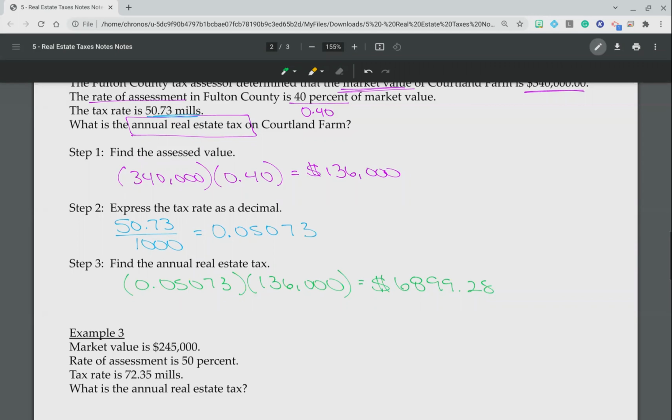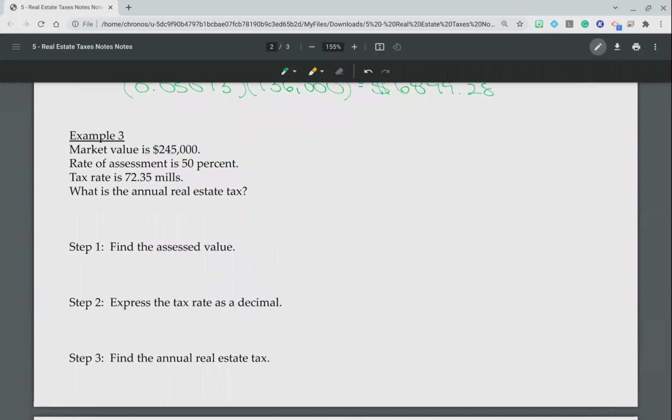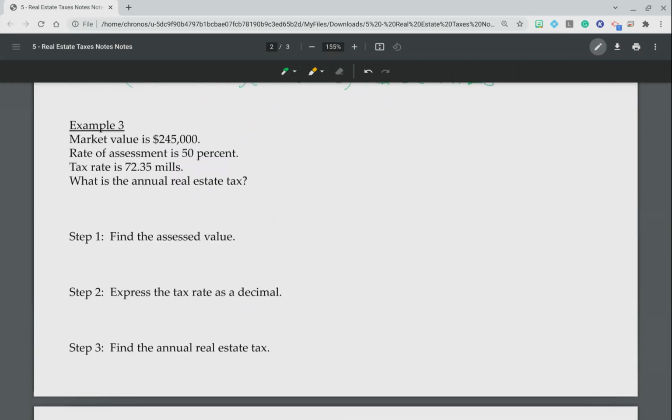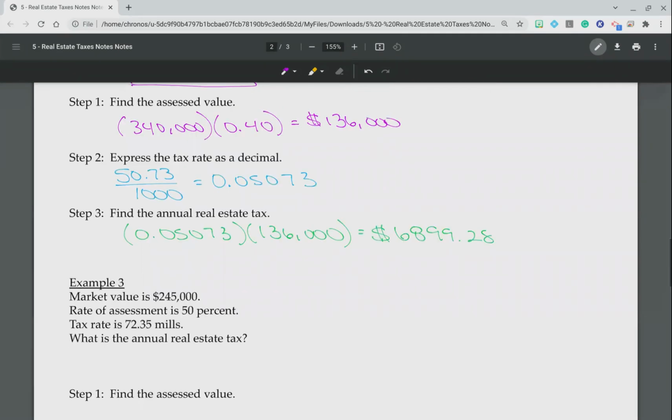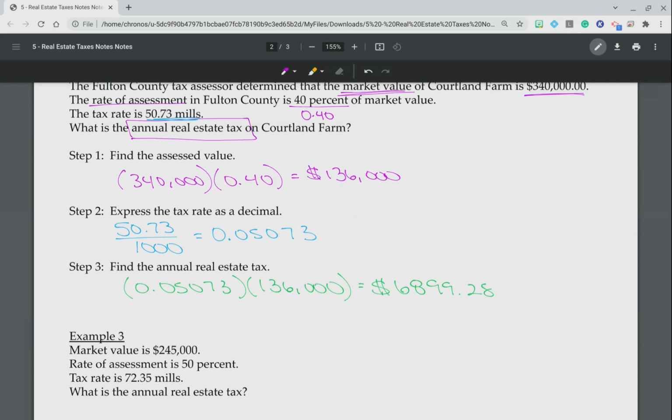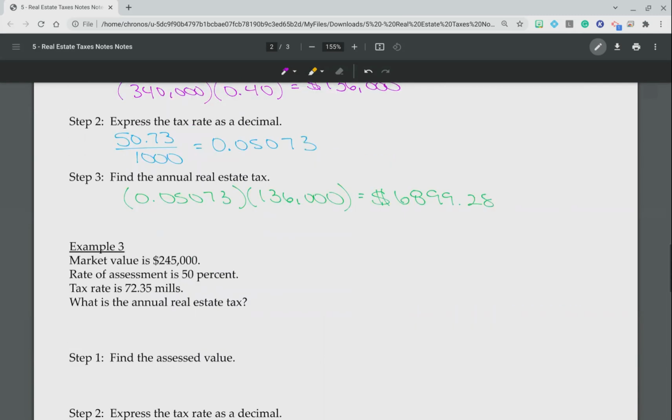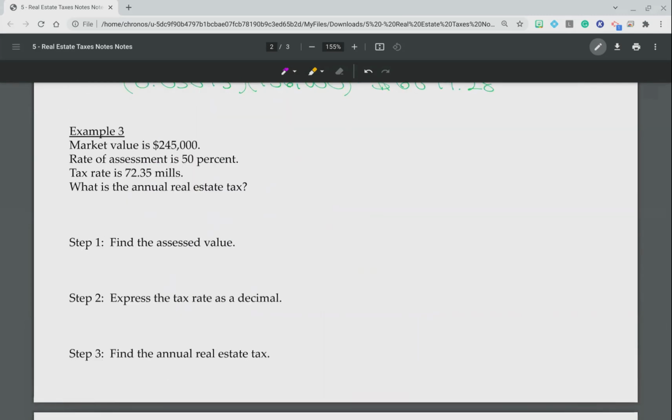Okay, let's look at another one. Example 3 says the market value is $245,000. The rate of assessment is 50%. The tax rate is 72.35 mills. What is the annual real estate tax? I'm going to have you do a little bit of the work on this one. The first one says find the assessed value. That was the same question as step 1 in the last example. Now I'd like you to try it for these new numbers. What is the assessed value?